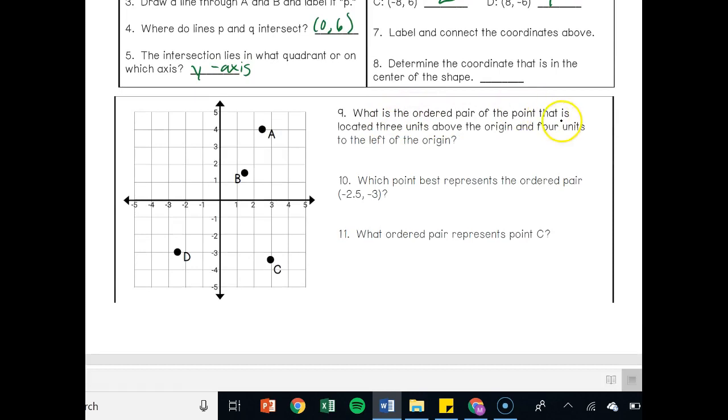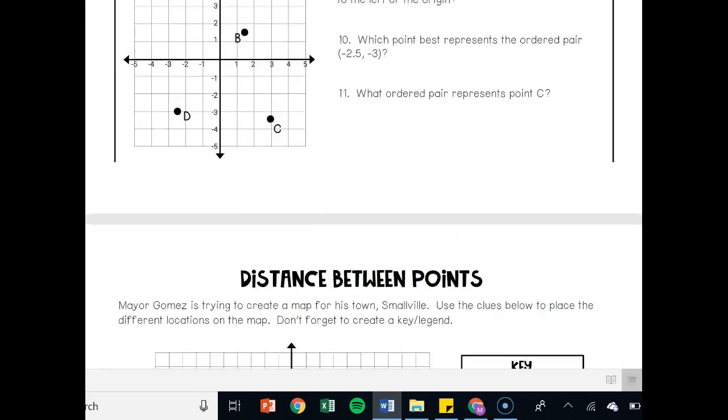Number 9 says what is the ordered pair of the point that is located 3 units above the origin and 4 units to the left of the origin? So I'll let you guys figure that out. And then which point is best represented by the ordered pair (-2.5, 3)? And then what ordered pair represents C? So you guys, again, will figure that out.